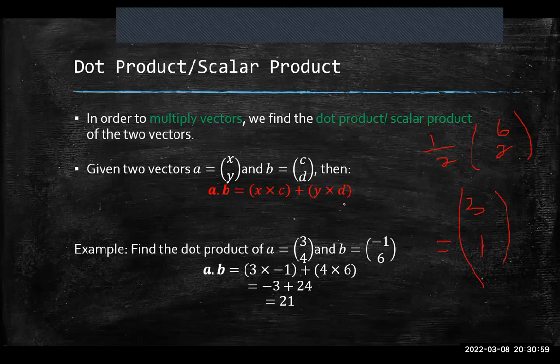So for your exam, you would be required to multiply 2 vectors. That's why we use the dot product and the scalar product, right? So say given 2 vectors A and B and they're in column form, right? So the top number is the X component, bottom number is the Y. Same thing for this, right? But obviously I couldn't use the same letters, so I just chose C and D.